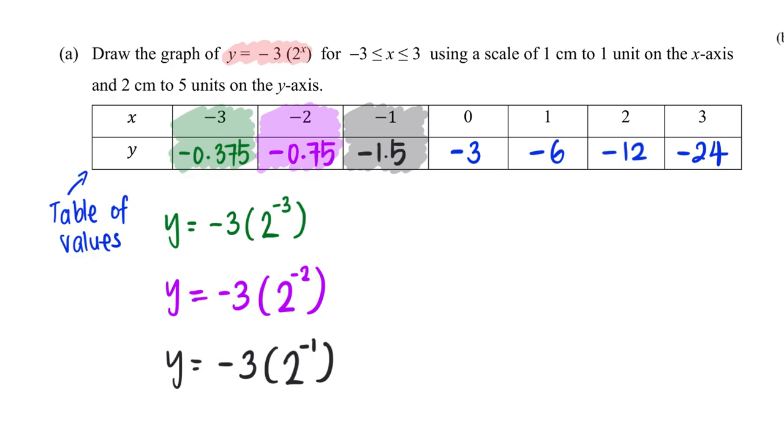So the first thing that caught my eye would then be the scale. For the x-axis is 1 cm to 1 unit, meaning usually we will have this as 5 small boxes. And for the y-axis is 2 cm to 5 units, meaning 2 cm will then be my 10 small boxes.